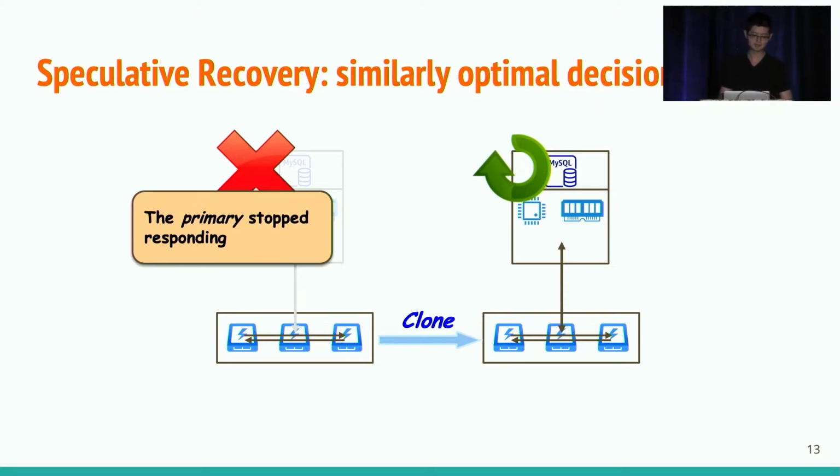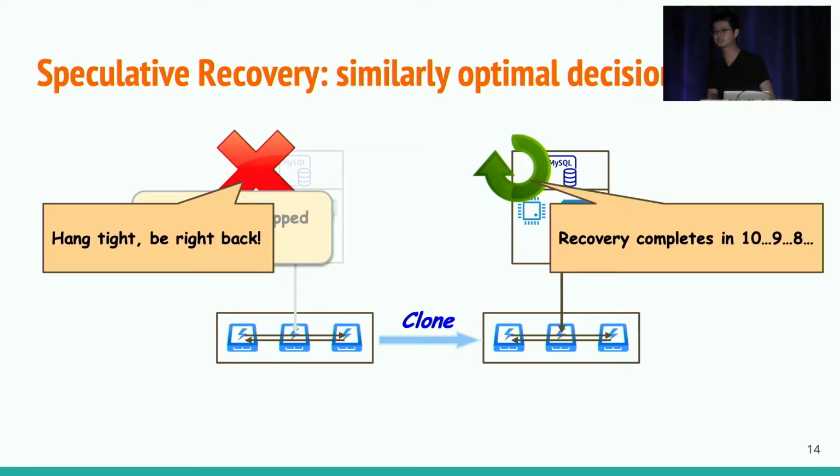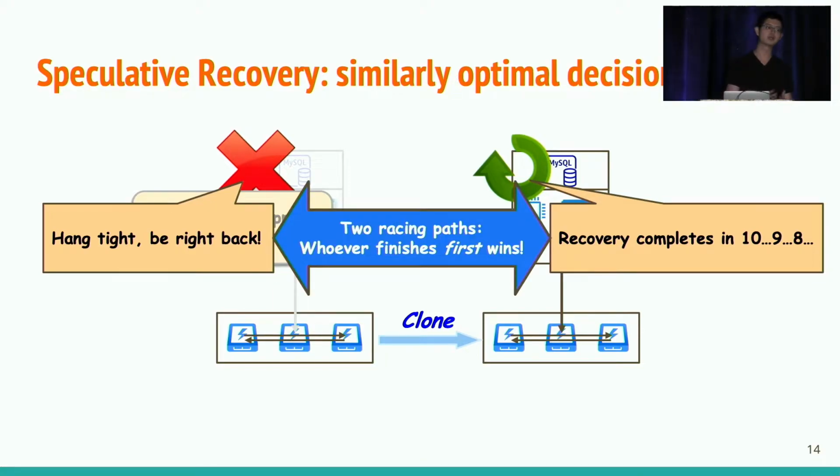So this basically creates a race between the primary instance and the backup instance. It is going to be either the primary becomes available again first, or the backup completes recovery first. And we believe that in theory, the model of speculative recovery achieves the same results as the oracle model by letting the two paths play out and observing which one is the faster one.